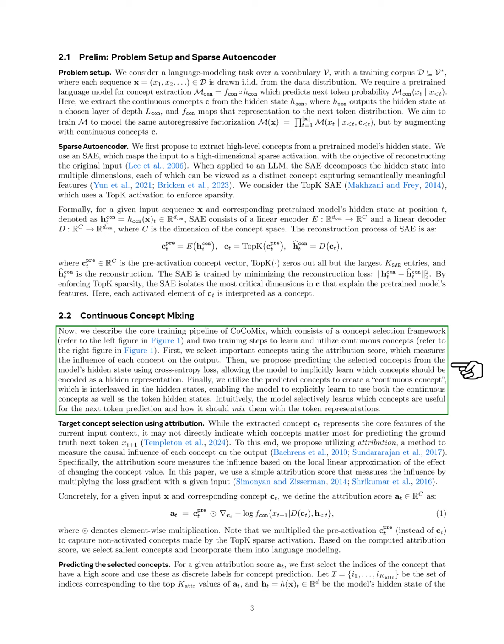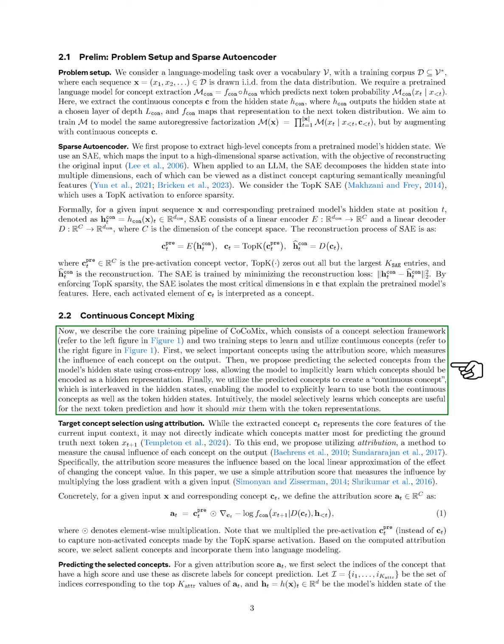First, we identify important concepts using an attribution score that indicates how much each concept affects the output. Next, we predict these selected concepts from the model's hidden state using a cross-entropy loss, helping the model learn which concepts to represent in its hidden layers. Finally, we use the predicted concepts to form a continuous concept that is mixed into the hidden states, allowing the model to learn how to use both the continuous concepts and the token hidden states effectively.